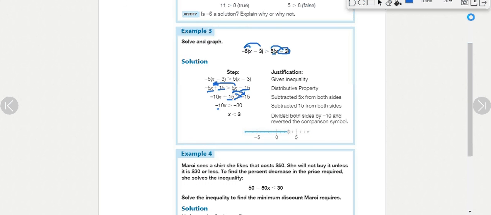Now, red alert, right? -10x is greater than -30. What did they do? To get x by itself, they divided by a negative. So they reversed or flipped the comparison symbol. Notice? And then they graphed that to be a less than instead. Open circle again.